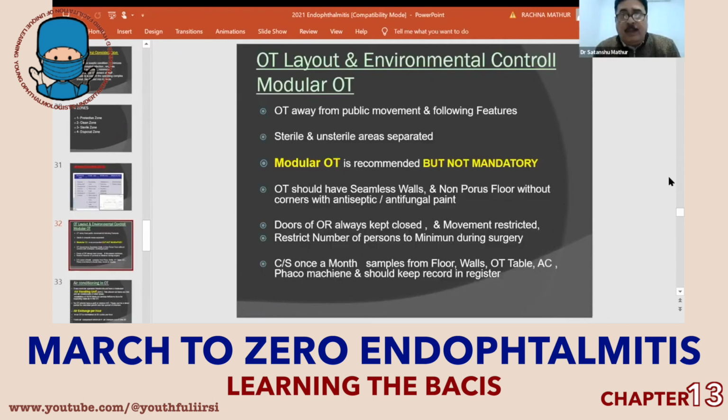The OT should be away from public movement, and should have the following features. Model OT is recommended but not mandatory under NABH. The OT should have seamless walls and a non-porous floor without corners, with antiseptic, antifungal paint. Doors should always be kept closed. Restrict the number of persons during surgery to a minimum.